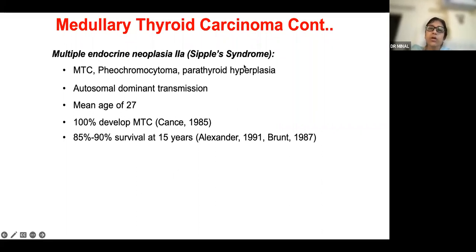So it's an autosomal dominant condition, and the mean age of presentation is 27 in MEN2A. 100% develop MTC. So that was the reason that though we did not have the picture of MTC, because the RET oncogene was positive, we subjected both the sons to total thyroidectomy. And the survival rate is good if the surgery is done in time.